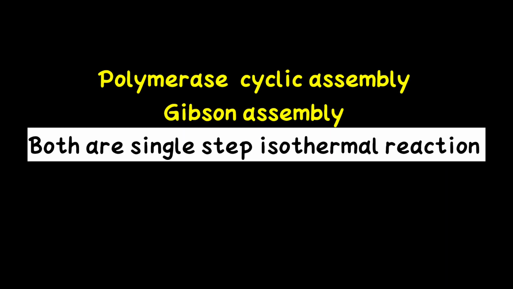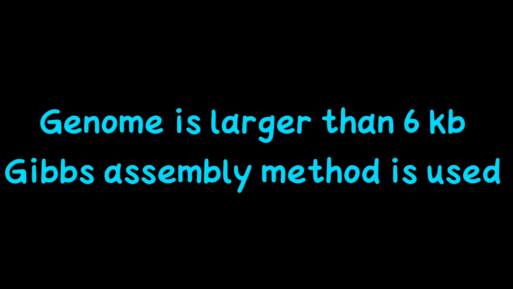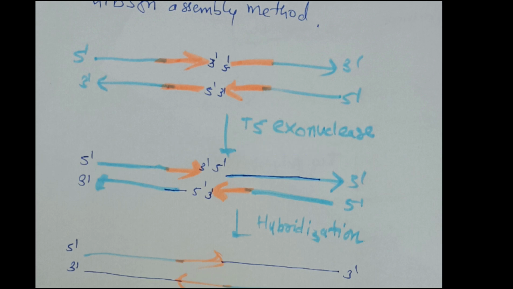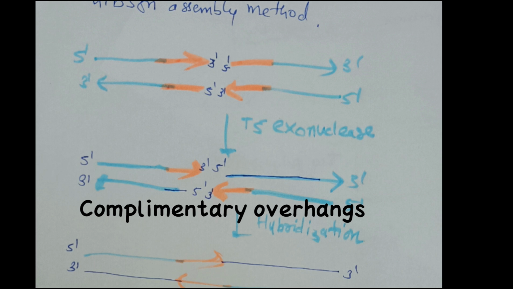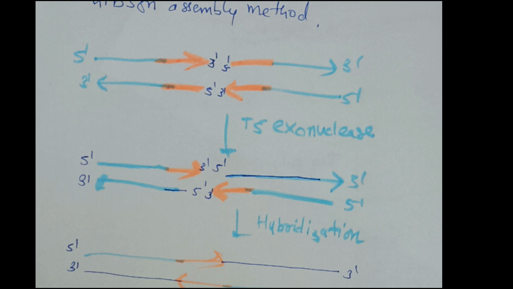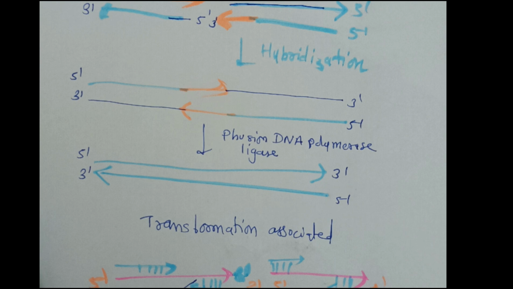Gibson assembly is a single-step isothermal reaction with large sequence length capacity. So it is used in place of polymerase cycling assembly for genomes larger than 6 kb. The T5 exonuclease performs the chew-back reaction at the terminal segments. It works in the 5' to 3' direction and produces complementary overhangs. The overhangs hybridize to each other, the DNA polymerase fills in any missing nucleotides, and the nicks are sealed with ligase, that is, the gaps are sealed with ligase.